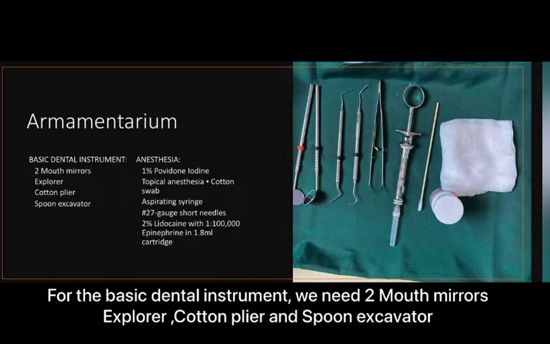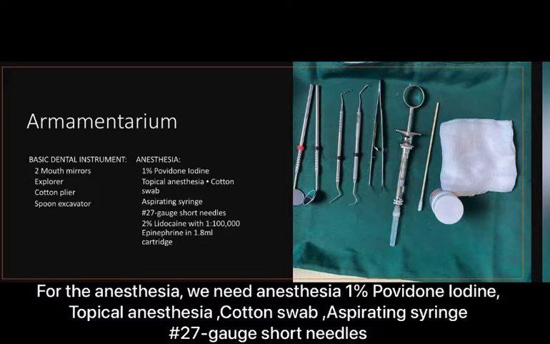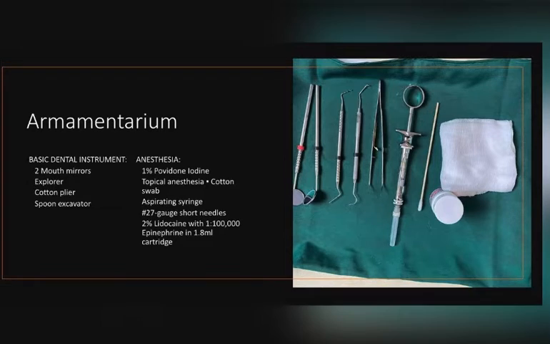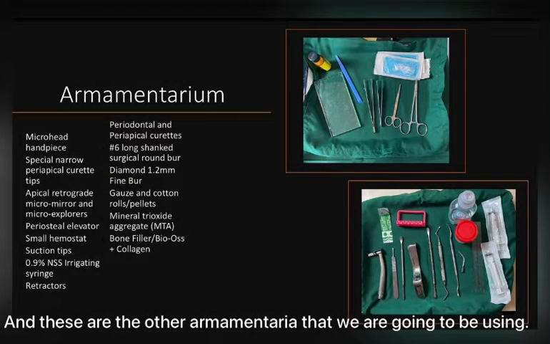For the basic dental instrument, we need two mouth mirrors, a tooth explorer, a cotton plier, spoon excavator. For the anesthesia, we need 1% povidone iodine, a topical anesthesia, a cotton swab, aspirating syringe, a number 27 gauge short needle, a 2% lidocaine with 1:100,000 epinephrine in 1.8 ml cartridge. And these are the other armamentarium that we are going to be using.